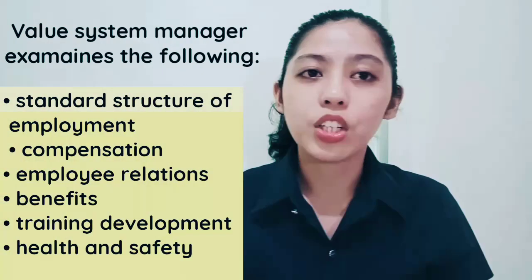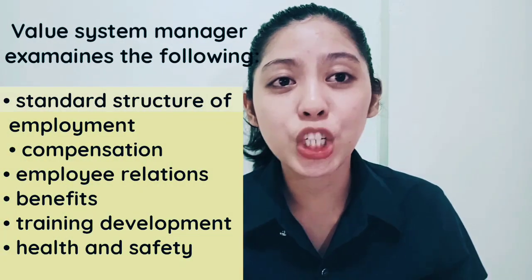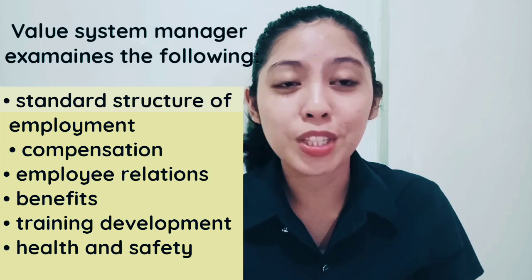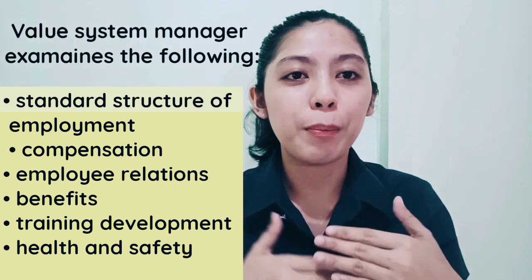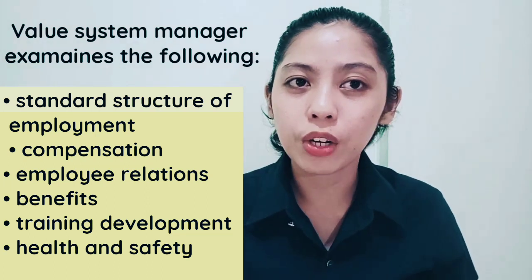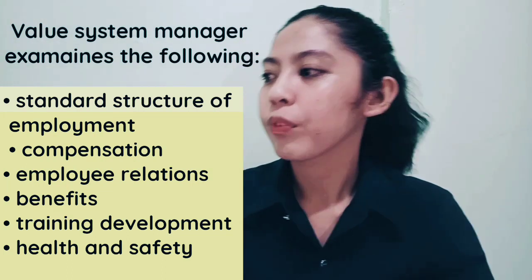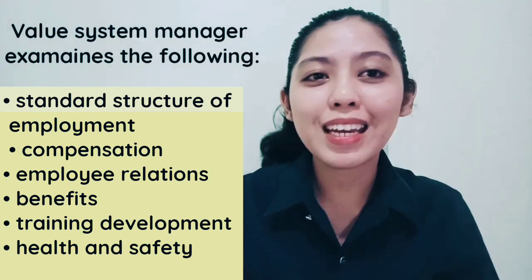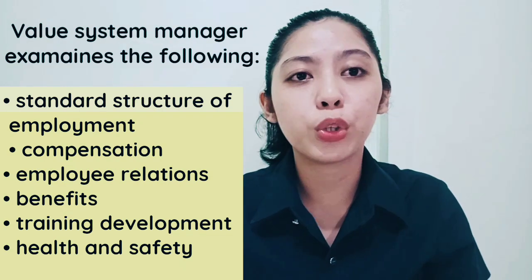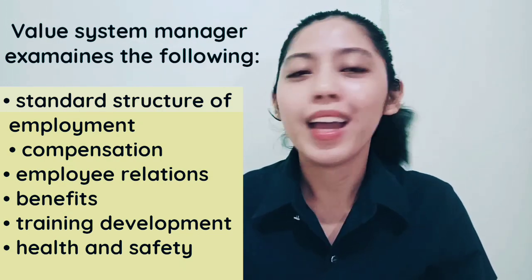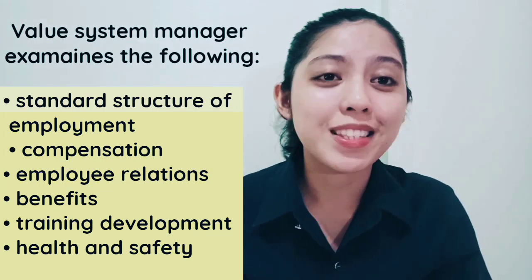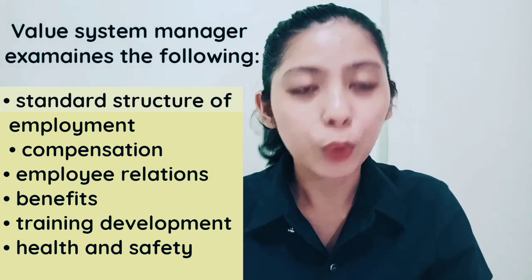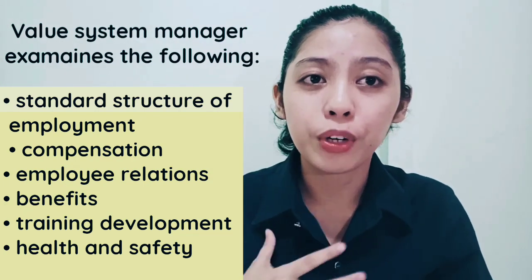Number one is the standard structure of employment, the compensation that the employee received, and employee relations, like how the relation within the organization affects their job, the benefits that they deserved, the training and development that they need to have in order to enhance their skills, and also the health and safety. We have to prioritize the safety of the employees so that they can feel secured while they are working.